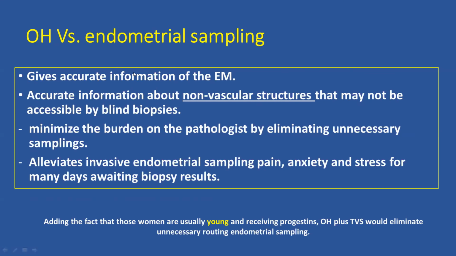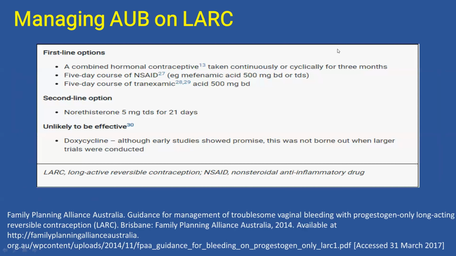Regarding comparison between hysteroscopy and endometrial sampling, hysteroscopy is superior to endometrial sampling. Of course, endometrial sampling is the gold standard, but it is an invasive procedure. These patients are usually young. They don't have abnormal cells, but the bleeding is caused by the progestogens. Hysteroscopy gives information about the endometrium, accurate assessment of vasculature and non-vascular structures that can be missed by endometrial sampling, and minimizes the burden on the pathologist by eliminating unnecessary sampling, and the stress of the patient waiting for the result of the biopsy. These are disadvantages of endometrial sampling.